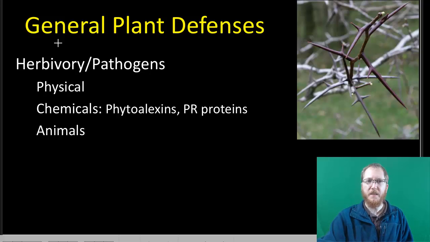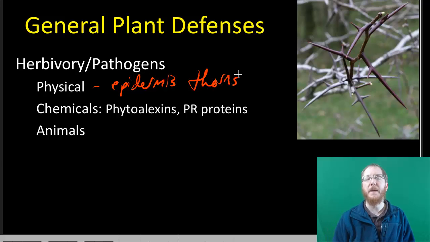Now, general plant defenses, the simplest things are physical. So this is going to be like an epidermis, or their skin, if you will, as well as thorns. And so this will keep out basic pathogens. This will at least deter many herbivores that would like to graze on them and get their nutrition.